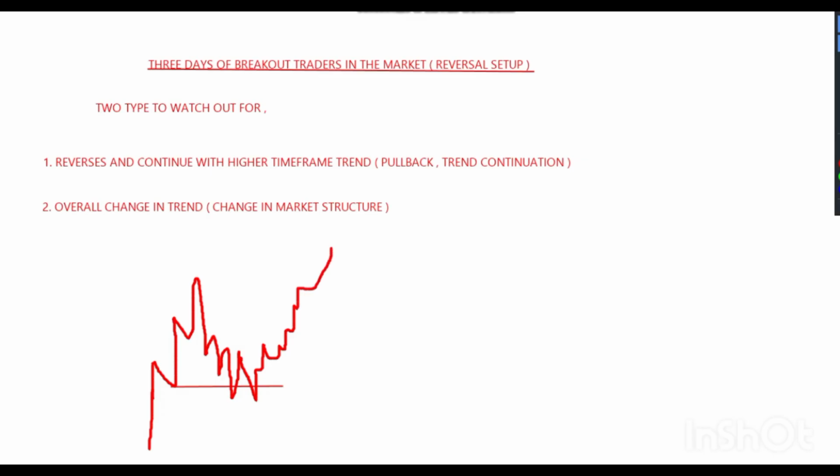So these are the breakout traders selling on the inside, without taking out this low here, which is our last higher low. So when they got to this zone, they reversed and continued to buy. So for the second one, which changes the overall trend of the market, let me show you an illustration.